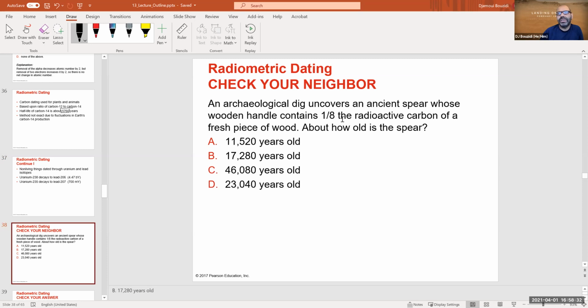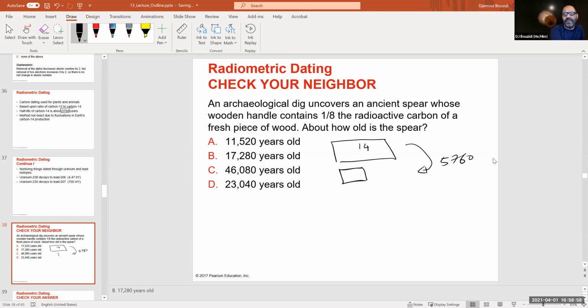So an archaeological dig uncovers an ancient spear whose wooden handle contains 1/8 the radioactive carbon of a fresh piece of wood. About how old is the spear? Okay, 1/8. So this is carbon-14 when we started the process, okay? If we wait 5,760 years, we will be left with half of the carbon-14.